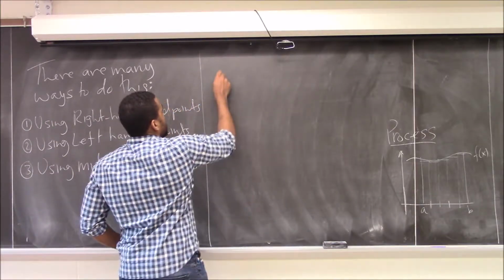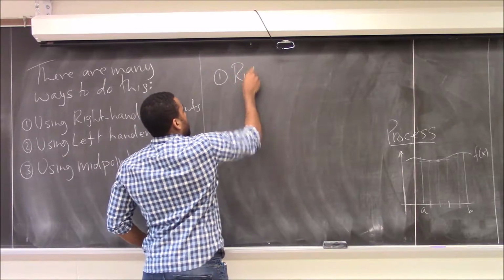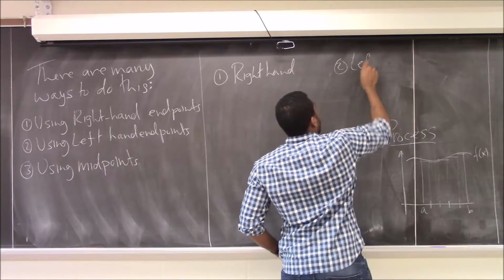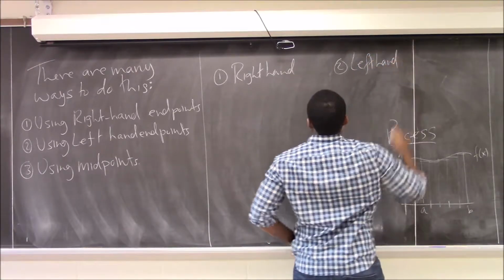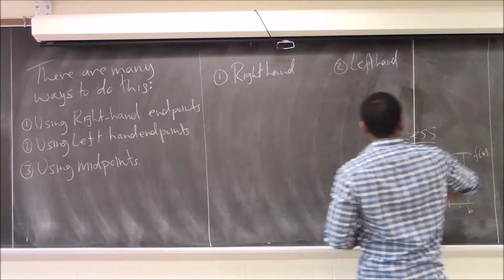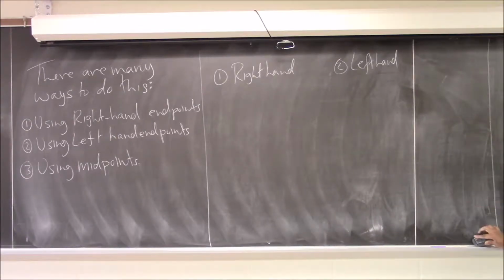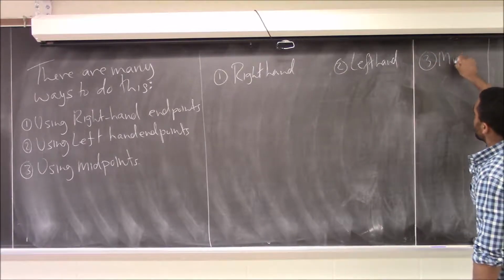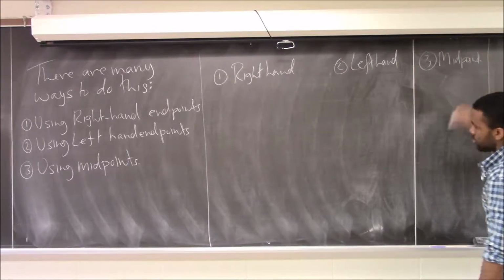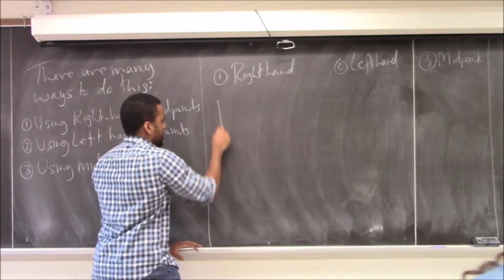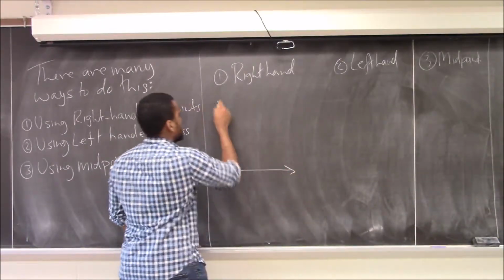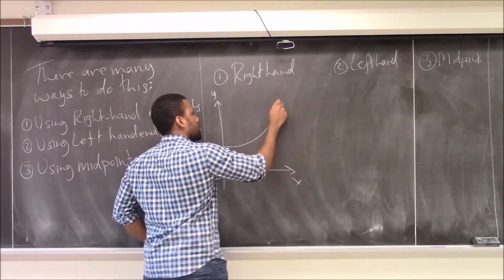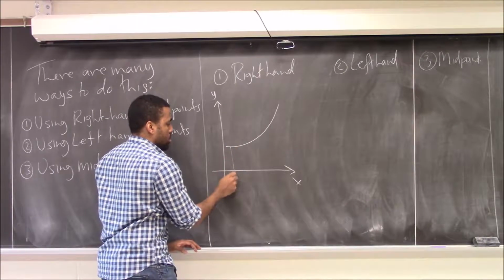So here's the difference: right hand versus left hand, and I'm going to have space for the middle. So here's the idea. I have some function. Let's say it looks like this. I want to approximate the area between A and B.